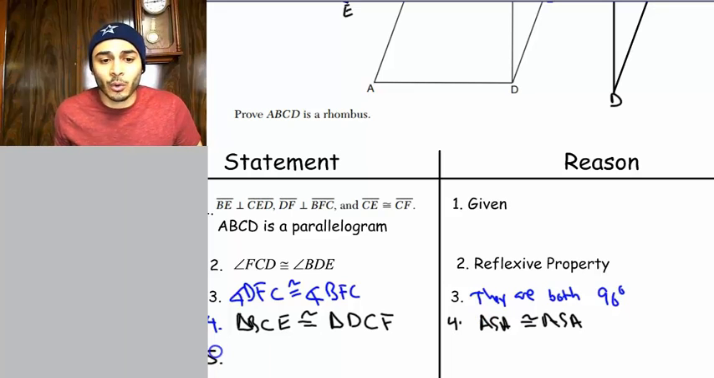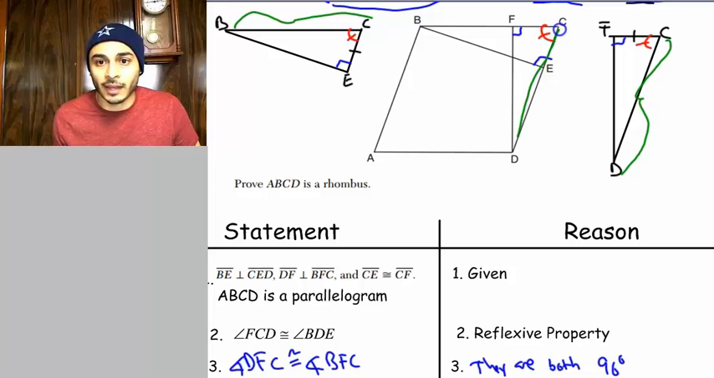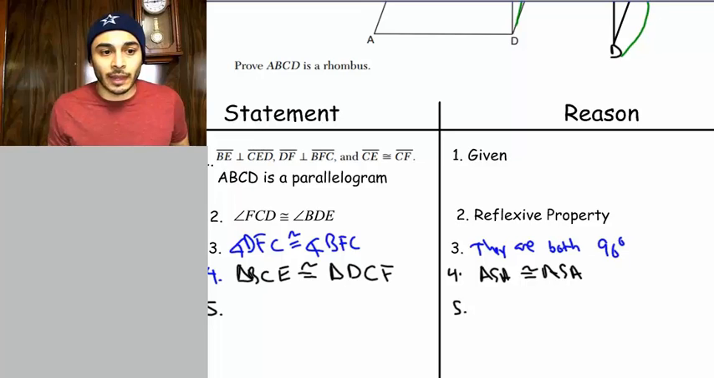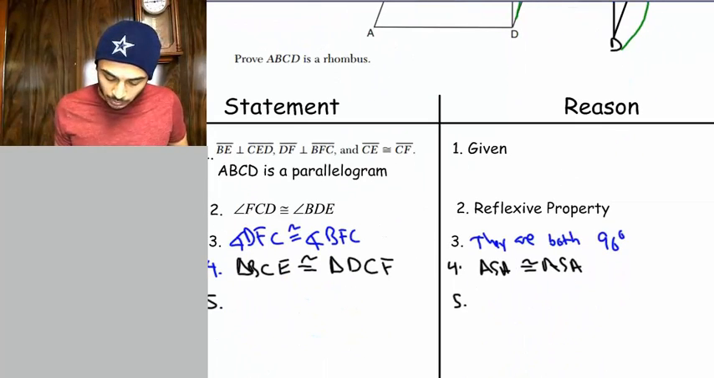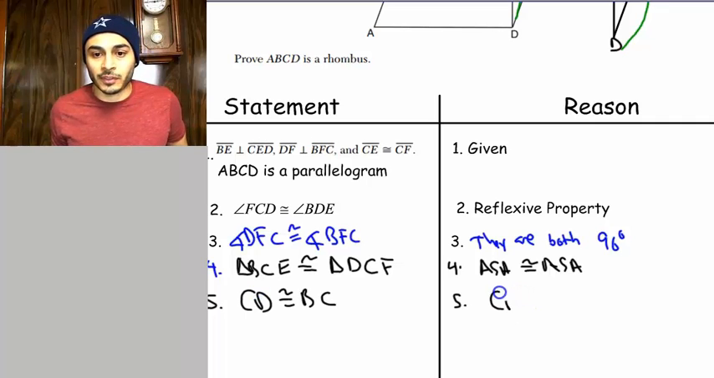Now, since we know that those triangles are congruent, we've already proved that they are congruent. If those triangles are congruent, then we actually can go ahead and say that side CD is congruent to side BC, right? We can say these sides are congruent to each other because the triangles are congruent to each other. And if the triangles are congruent, then the corresponding parts of the congruent triangles are congruent to each other. That's CPCTC. So let's go ahead and say that. So we're going to say CD is congruent to BC, and that's because of CPCTC.